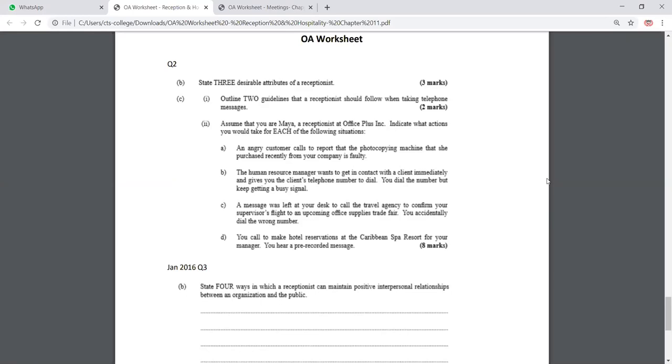I like these kind of questions. Assume that you are Maya, the receptionist at the office, and you are dealing with the following situation. A. An angry customer calls to report that the photocopy machine that she purchased recently from your company is faulty. You are the receptionist dealing with an angry customer who is reporting that a machine they bought from you is not working. How would you handle that call?